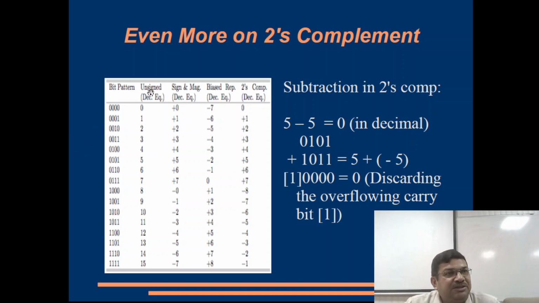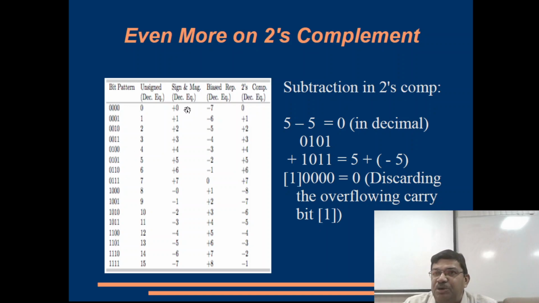map to in case of different conventions, different formats? So the unsigned integer decimal equivalent starts from 0, and with all 4 bits ones, it goes up to 15. Total number of 16 possibilities. That's 2 raised to the power 4. There are 4 bits. Each bit can take two values, 0 or 1.